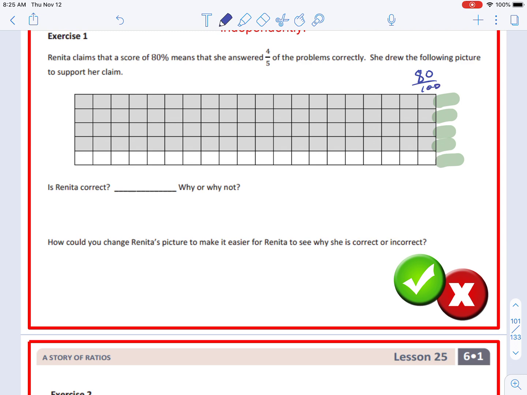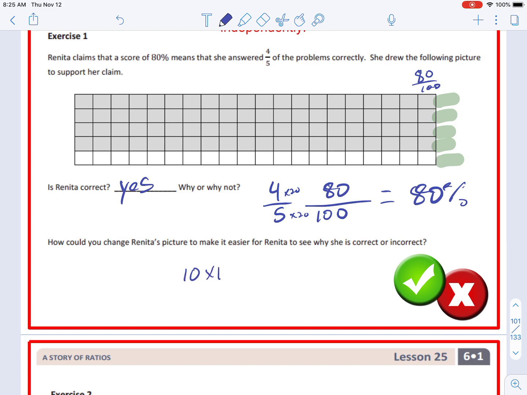Renita is correct because 4/5, to get this over 100, we would multiply by 20. I'd multiply 4 by 20, which gives me 80. So 4/5 is equal to 80%. How could you change Renita's picture to make it easier for Renita to see why she is correct or not? Well, this diagram was long ways and only had 5 rows. We could make a 10 by 10 grid, which would make a better visual.